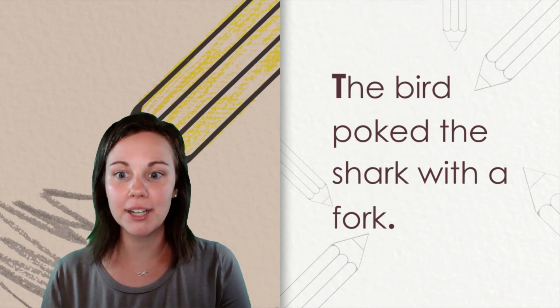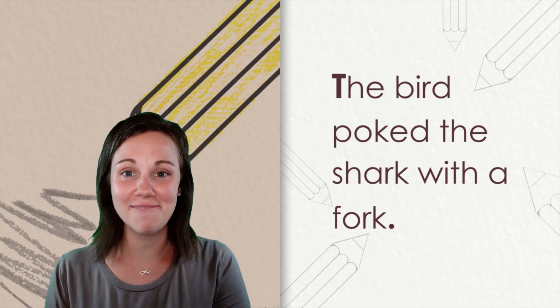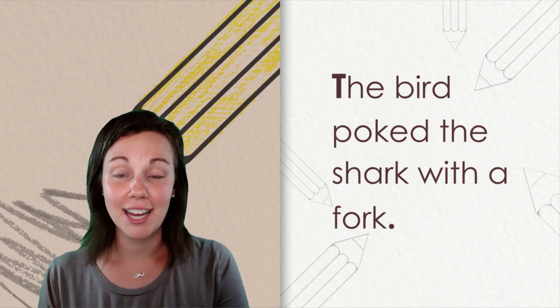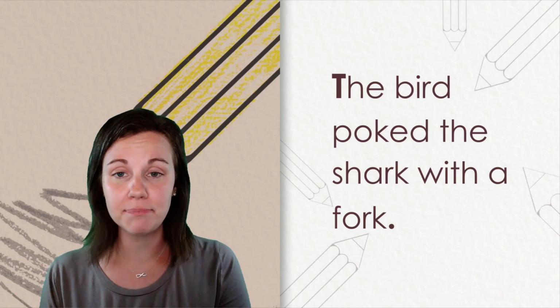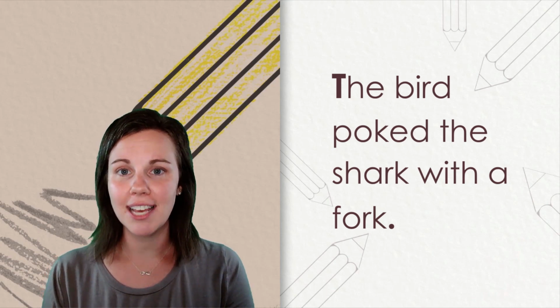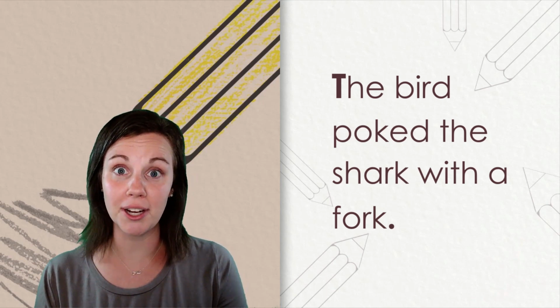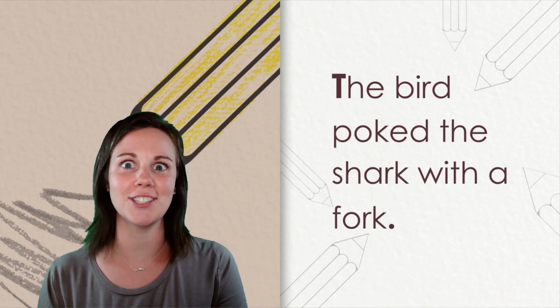5, 4, 3, 2, 1. Pencils down. Here's the sentence I came up with. The bird poked the shark with a fork. Isn't that silly? Can you imagine that happening? Notice I started with my capital letter and I ended with a period. I used my R-controlled sounds to help me spell the words bird, shark, and fork. I'm sure your sentence is just as good. Thanks for sharing.